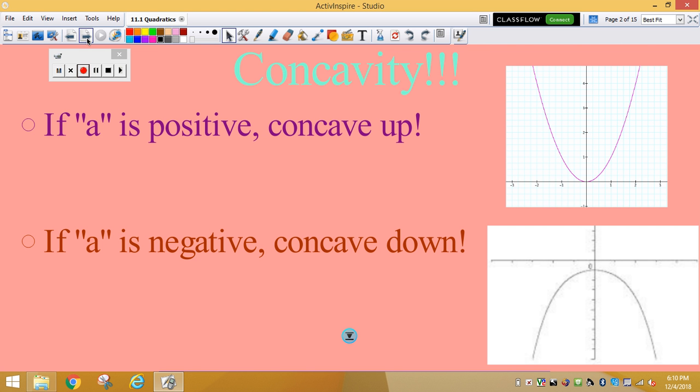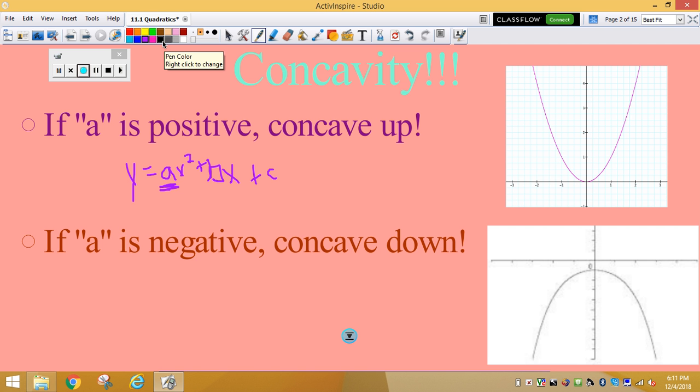Concavity, you need to write this down. If A is positive, it is concave up. If A is negative, it is concave down. Pause it, write that down. Now, you're probably saying, what is A? Here's what I'm talking about. Every quadratic is going to look like this: y equals ax squared plus bx, that's a b, plus c. So when I'm talking about A, I'm talking about whatever is in front of x squared, okay?